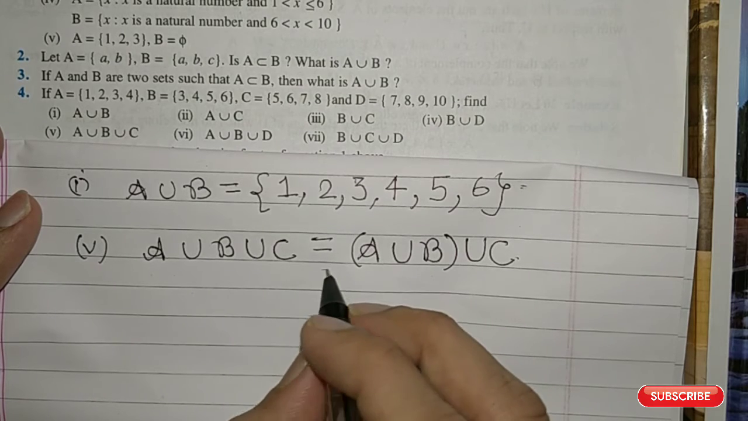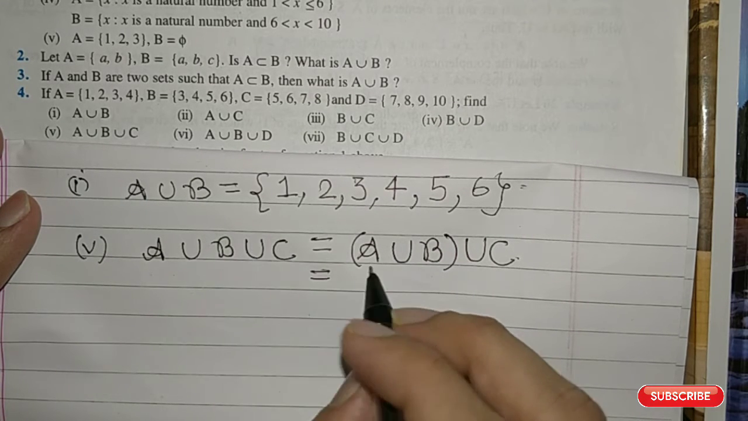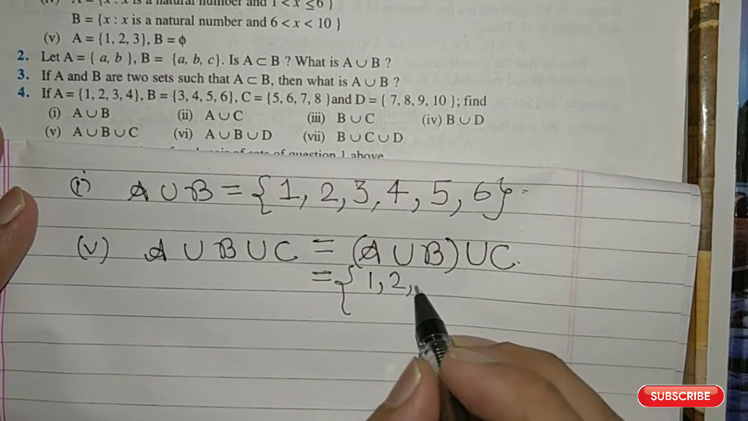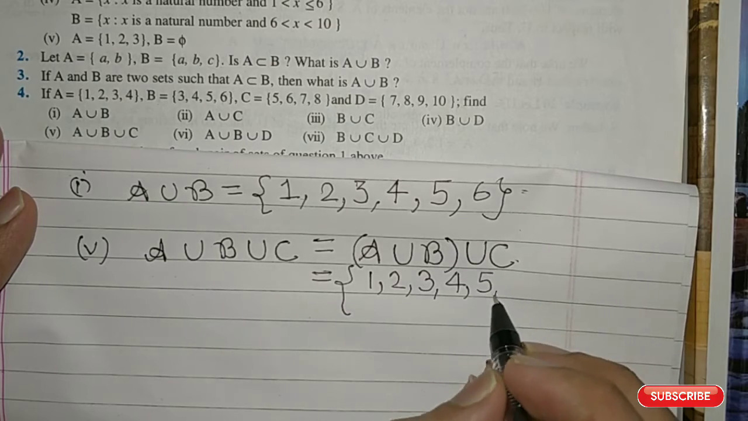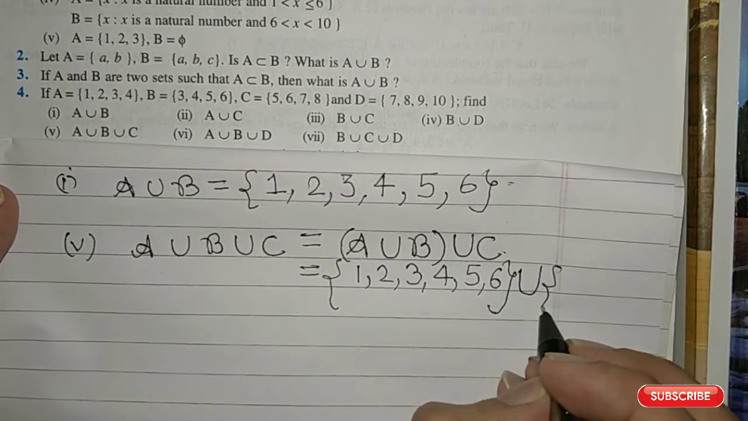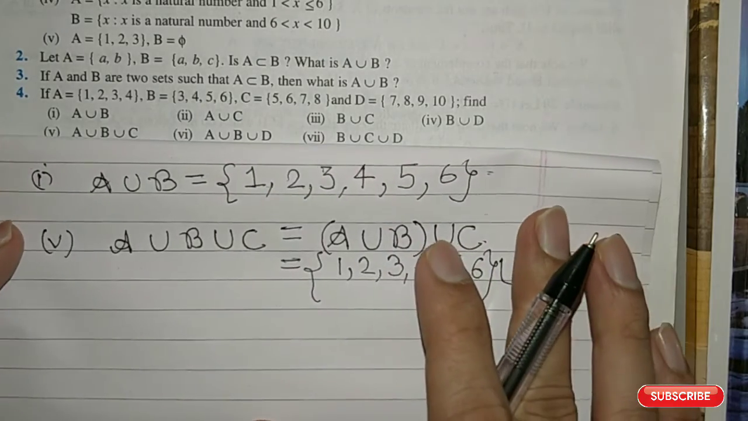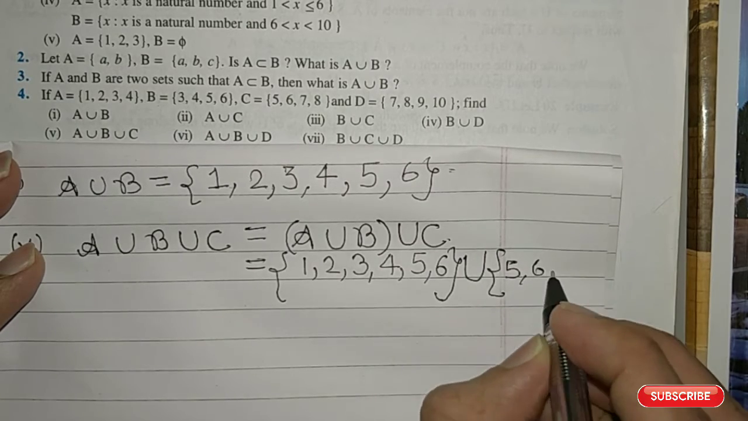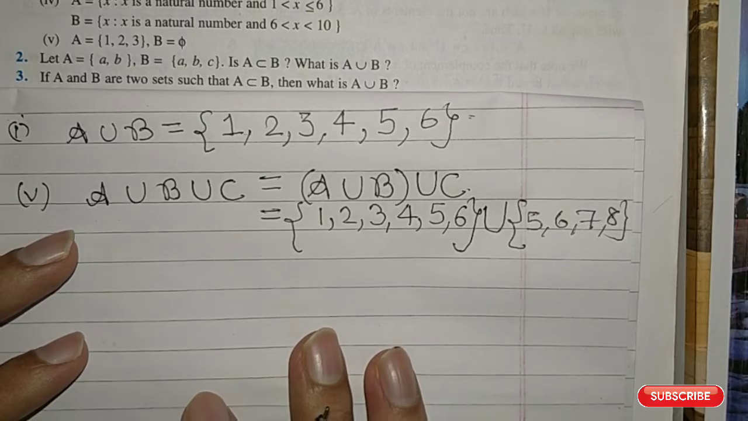Okay. Now A union B we have already calculated here, right? So A union B is what? It is 1, 2, 3, 4, 5, 6. You will take union with the set C. The set C is 5, 6, 7, 8.